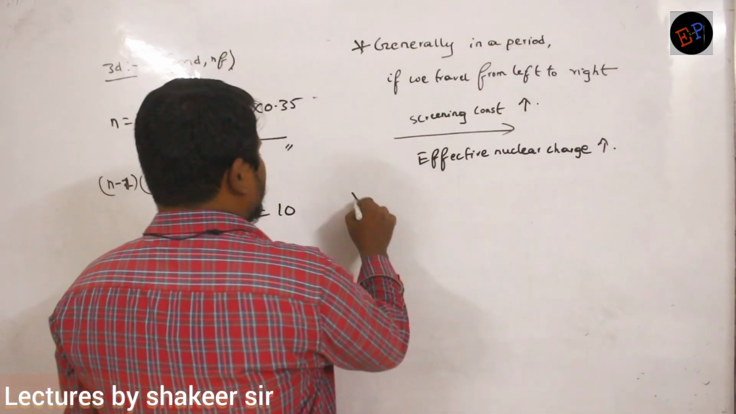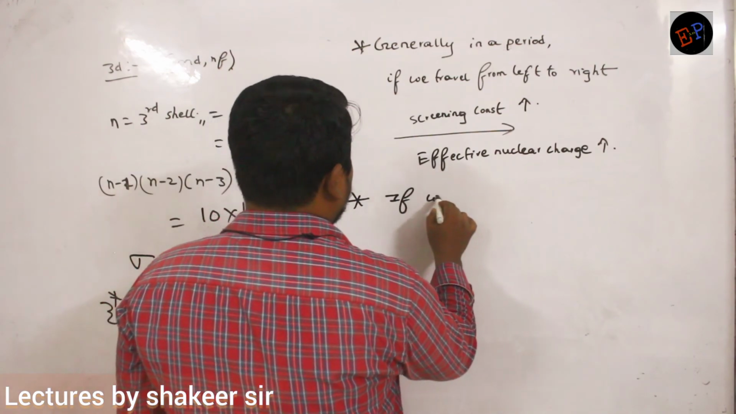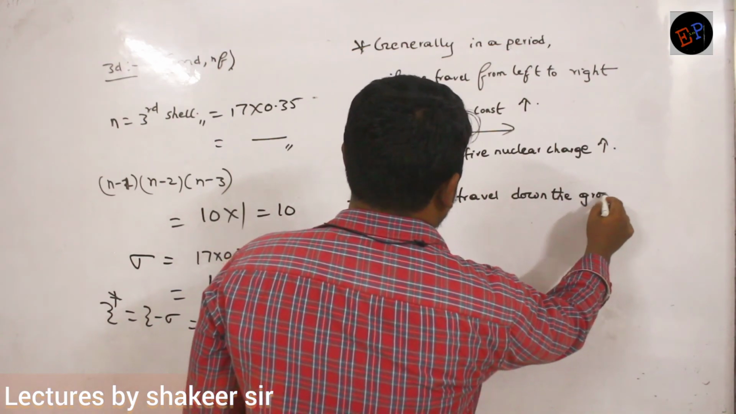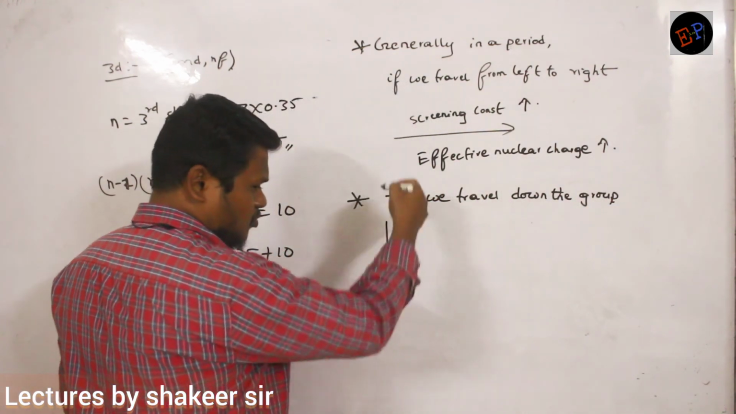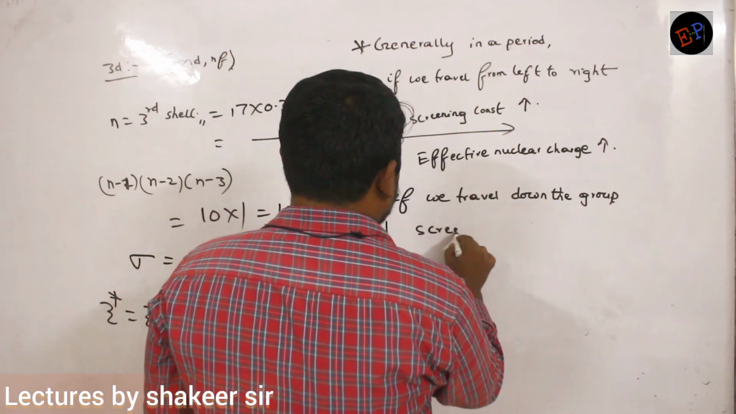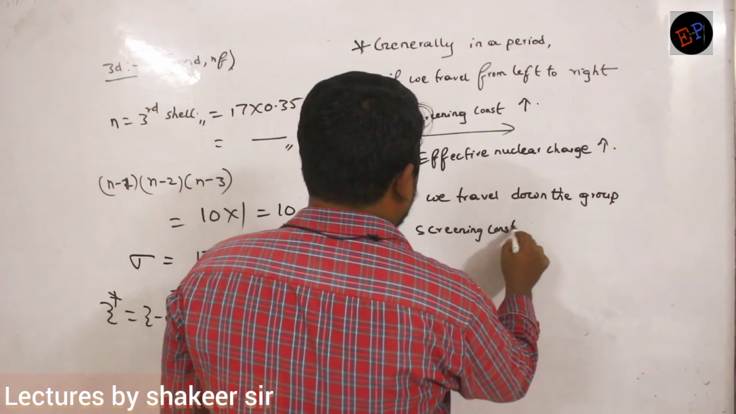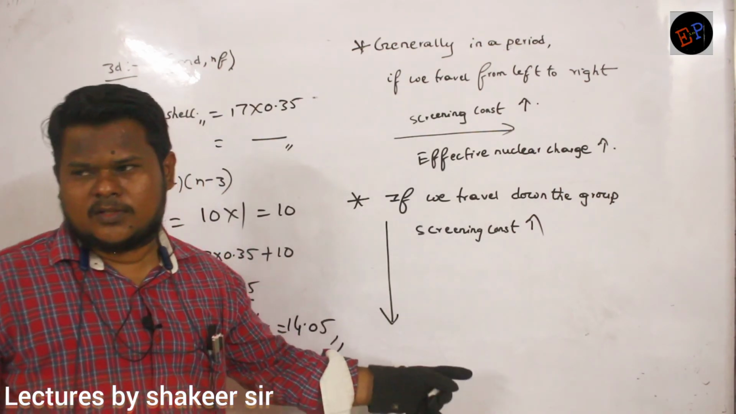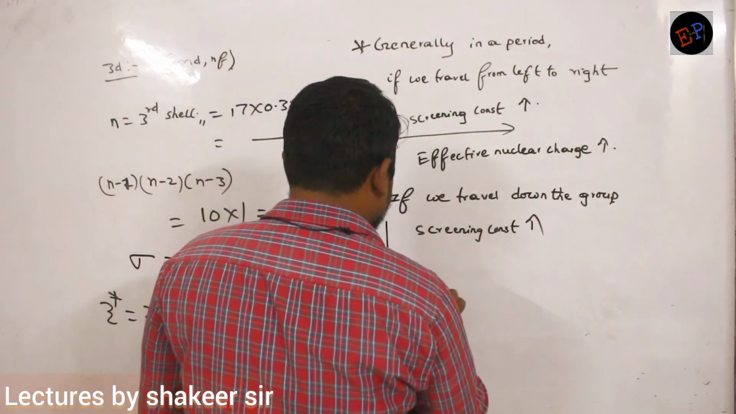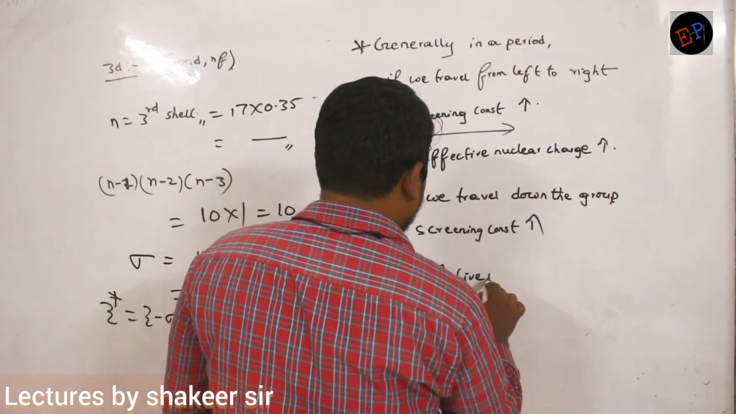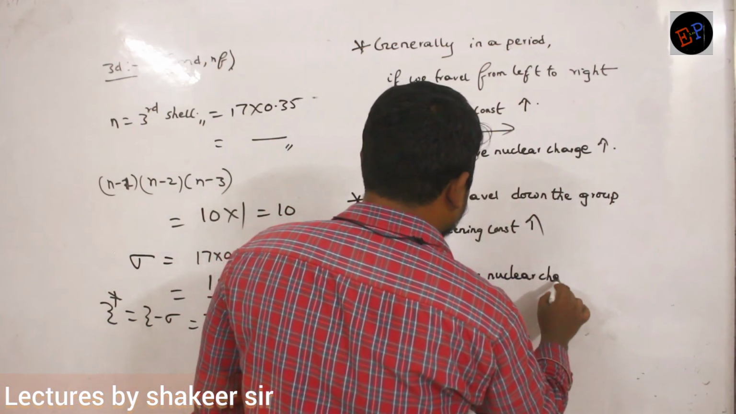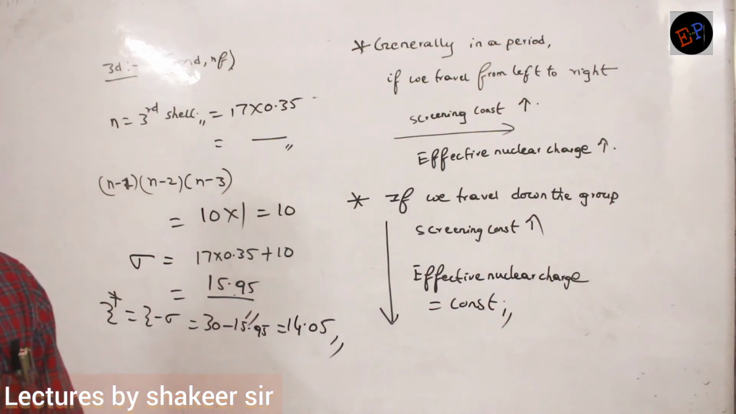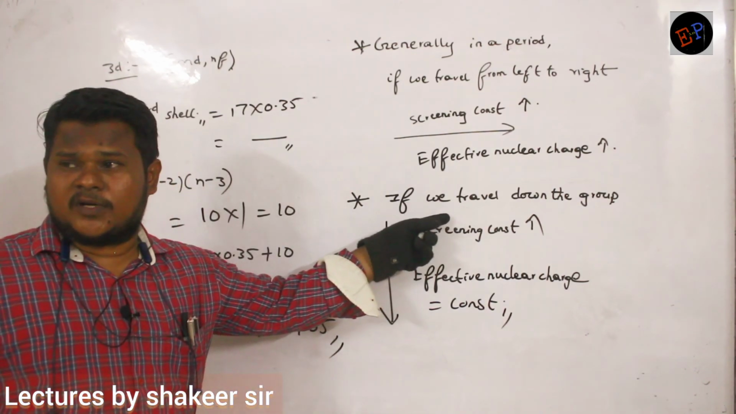Similarly, if we travel down the group from top to bottom, here also the screening constant increases. So the screening constant increases across a period, and it increases across a group also. But if I take the effective nuclear charge, it is almost constant. In the case of a group, the screening constant definitely increases.